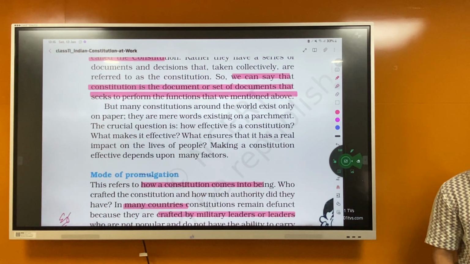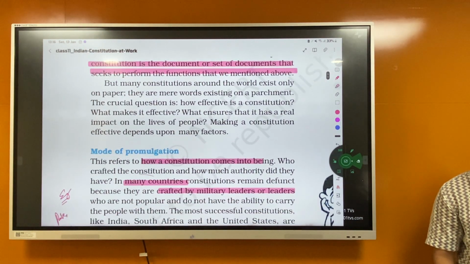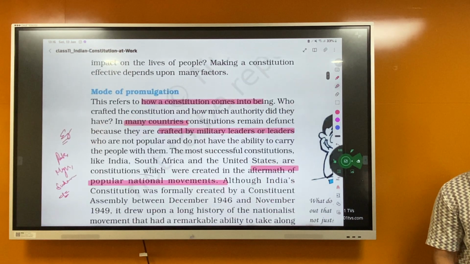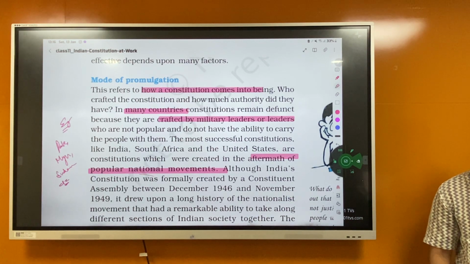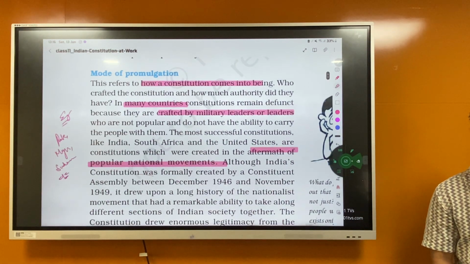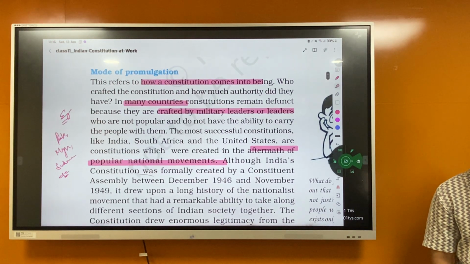Next. One of the issues refers to the constitution and the community. Who drafted the constitution, what authority did they have? Okay, I'll read it. In many countries, constitutions remain defunct because they are crafted by military leaders or leaders who are not popular and do not have the ability to carry the people with them.